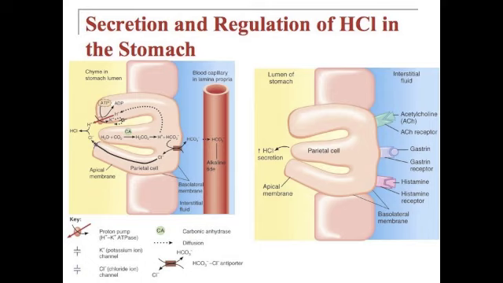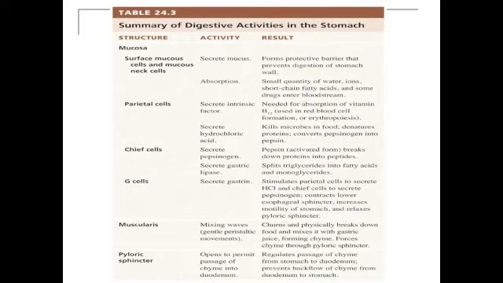On the right-hand side of the diagram, figure 24.15, we see hydrochloric acid secretion by parietal cells can be stimulated by several sources. Acetylcholine is one, gastrin is another, and histamine is yet another. And table 24.3 is also on page 963. So this is the summary of the digestive activities in the stomach. So please study this table on your own time.